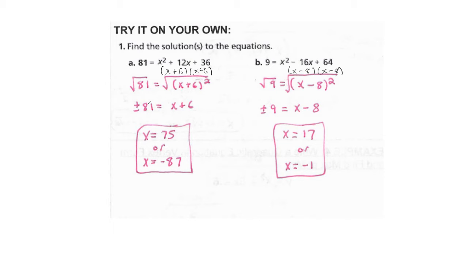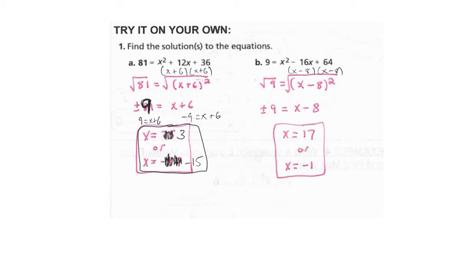This is wrong. This should be positive 9, which will change these. So positive 9 minus 6, so x equals 3, because we get 9 equals x plus 6, and negative 9 equals x plus 6. So we get positive 3, and then we should get negative 15. Glad I caught that.